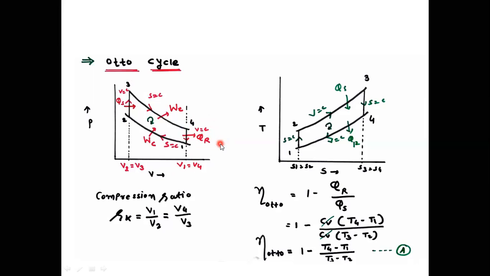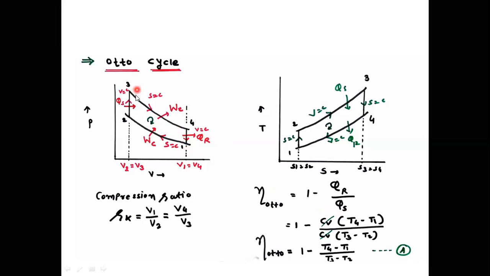So during an isochoric process, whatever the heat interaction is there, that can be calculated by Cv dT or m Cv dT. Here we assume that the mass of the gas is 1 kilogram. So we only use the Cv dT. Where is the QR? During process 4 to 1. And 4 to 1 is an isochoric process. That is why we can write Cv dT. So here Cv dT, which temperature? T4 minus T1, because QR is here.